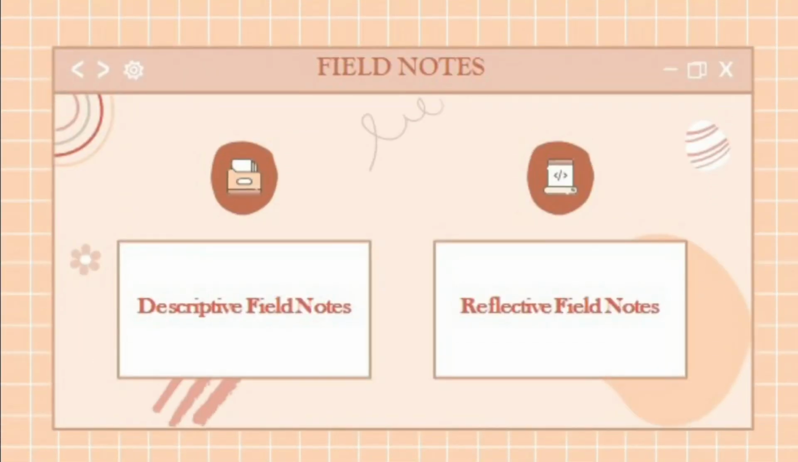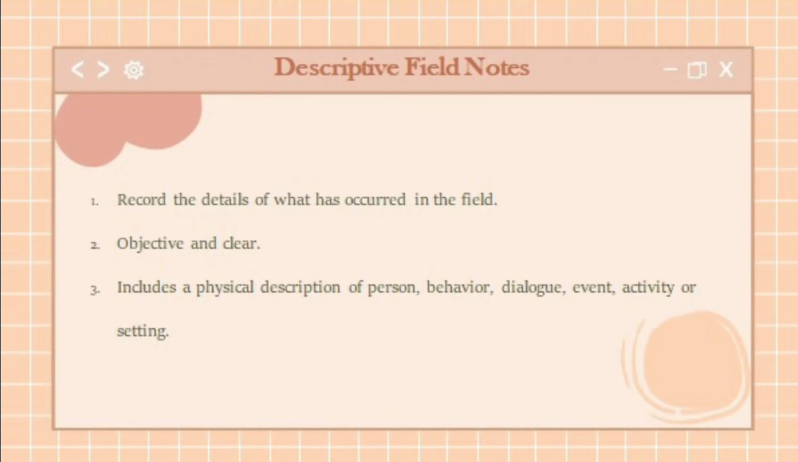There are two types of field notes that I'm going to focus on today: the first one is descriptive field notes and the second is reflective field notes. In descriptive field notes, the observer will record the details of what has occurred in the field. He or she will describe what happened, what they see, the background, the sound, location, and time. The observer should be objective and clear, and focus on accuracy in transmitting the information according to what happens. In descriptive field notes, the observer will include physical descriptions of a person, behavior, dialogue, event, activity, or setting.